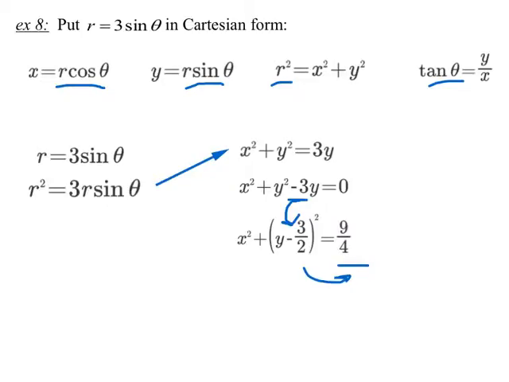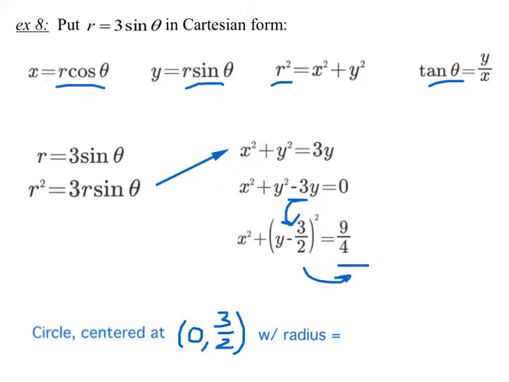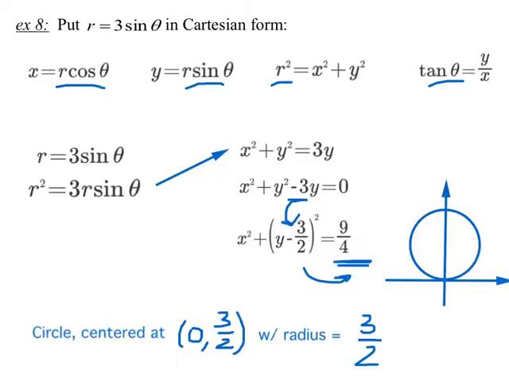Okay, and the benefit of this is that I can see that I have a circle centered at, think about that for a second if you need to, but it's going to be centered at (0, 3 halves), with a radius equal to, and we have to remember that this number at the end is my r squared, so the radius would be 3 halves. Okay, and that's just a benefit for graphing. So if I were to graph this, I have my circle centered at (0, 3 halves). The radius is 3 halves. The diameter of the circle would be 3.